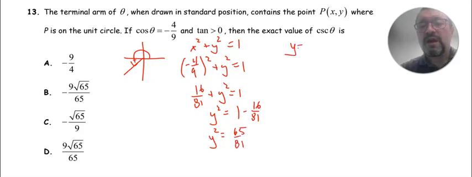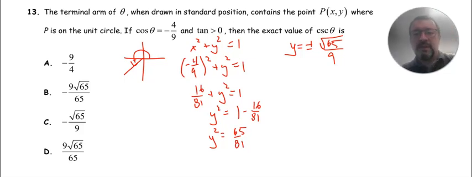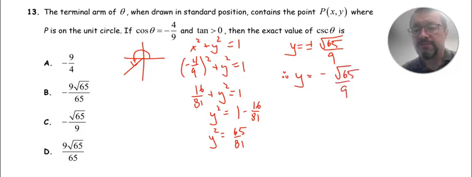So that means y could be the positive or negative square root of 65 over 9, which is the square root of 81. So plus or minus, because we were squaring the variable there, there's a little bit of ambiguity as to whether that was the positive or negative value here. Now, because it's in the third quadrant, though, we know that y has to be the negative of that.